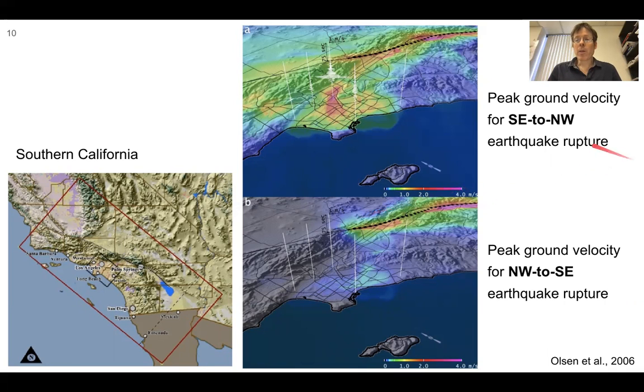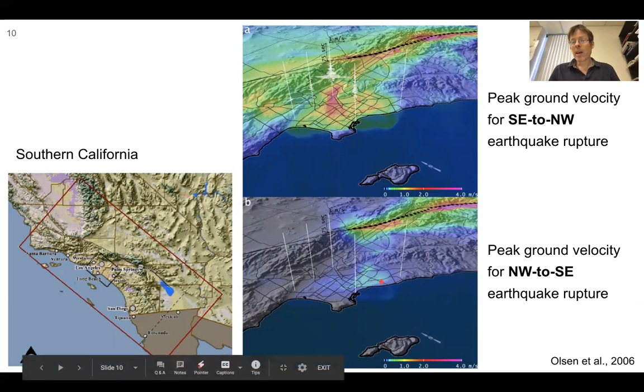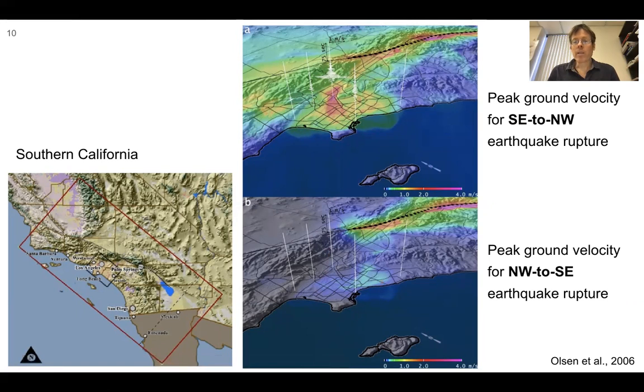So from southeast to northwest, coming toward the northwest, they get this large amount of ground motion, peak ground motion in the Los Angeles area, whereas going from northwest to southeast, it's a very different story. So that shows the kinds of complexity, the outcomes that can arise when we take into account all this complexity.